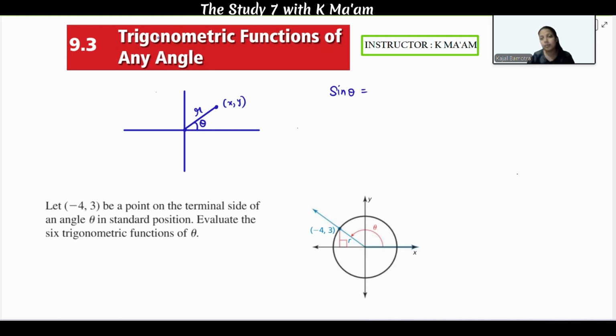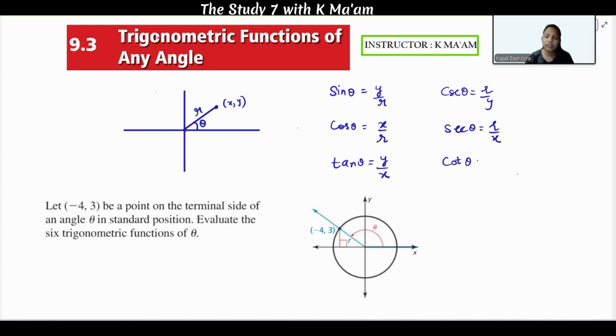Sine theta will be y over r. Cos theta is x over r. Tan theta is y over x. And then similarly the reciprocal quantities. Cosecant theta is r over y. Secant theta is r over x. And the cotangent theta is x over y.